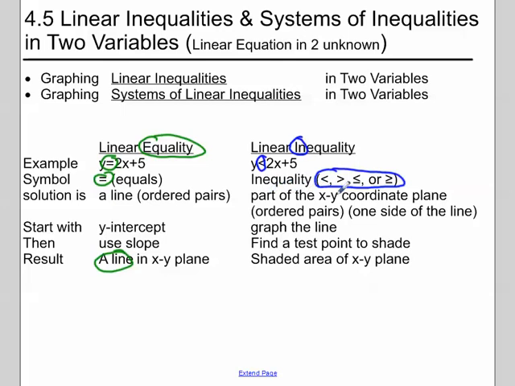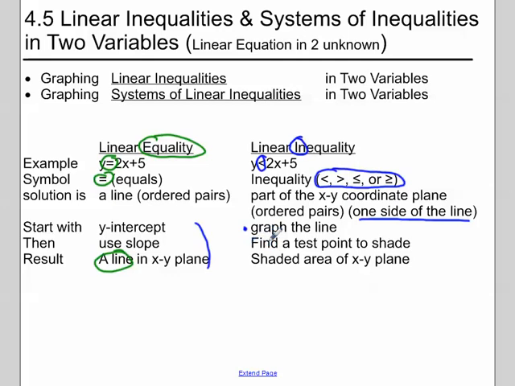What's our solution? We're going to have a part of the xy coordinate plane. In other words, we're going to have a whole lot of ordered pairs on one side of the line. So one side of the line is going to be shaded in, whereas this is just a line. This is a part of the plane itself. So it's going to be to the left side or the right side or top or bottom of that line. So what do we do first? We first graph the line. Start with the y-intercept, get a point, use the slope to get another point, and then you create the line.